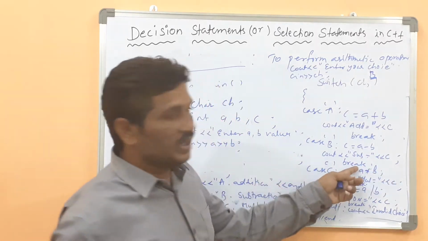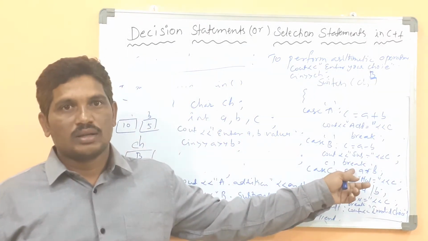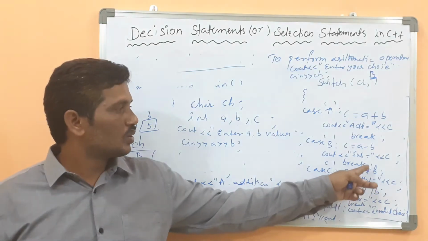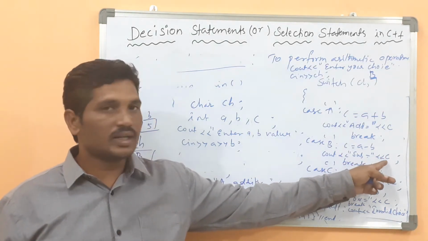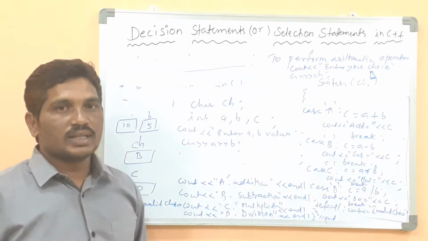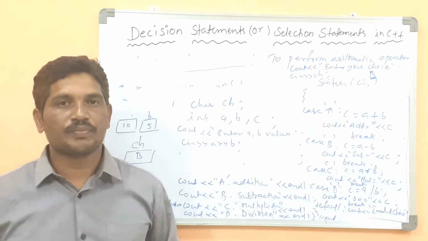Then the output will be C equal to some value. What is the value you get? That will be displayed. Okay, this is how the switch case came out.